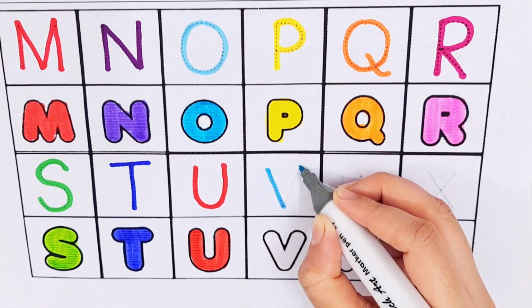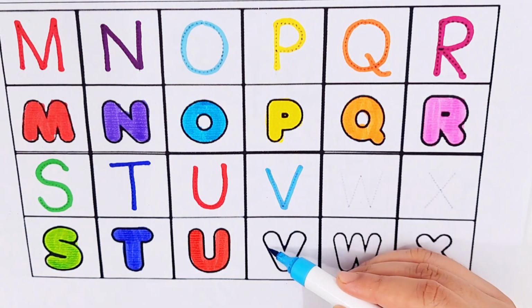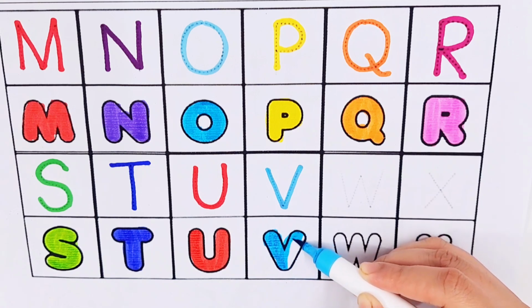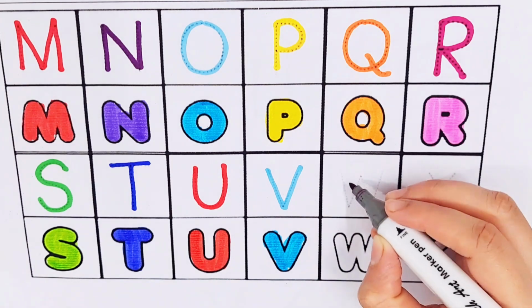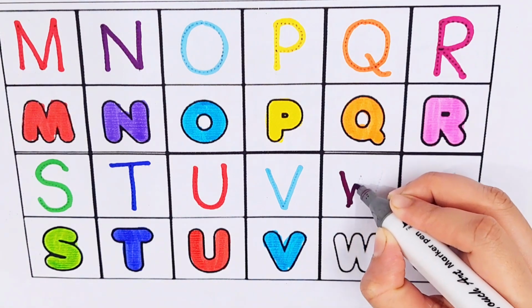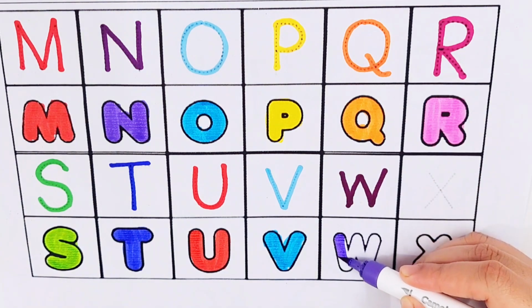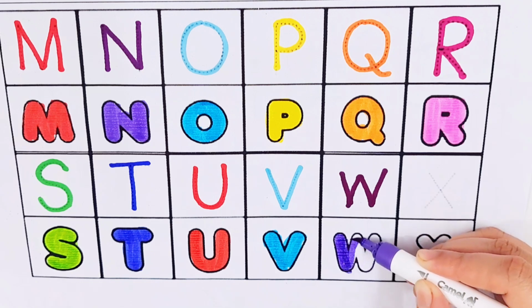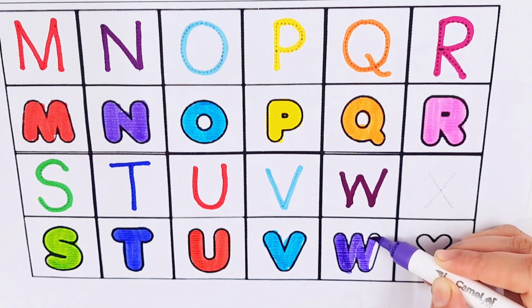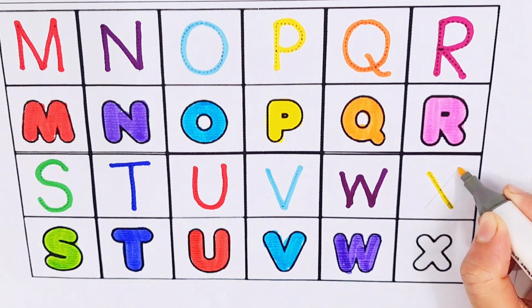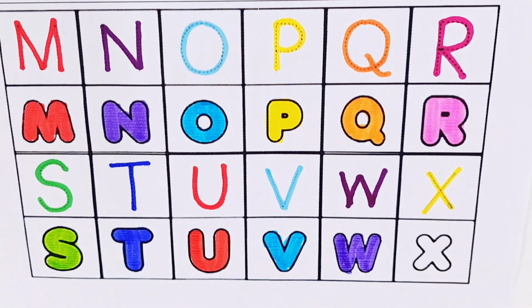V for van. V for violin. W for water. W for watch. X for X-ray. X for xylophone.